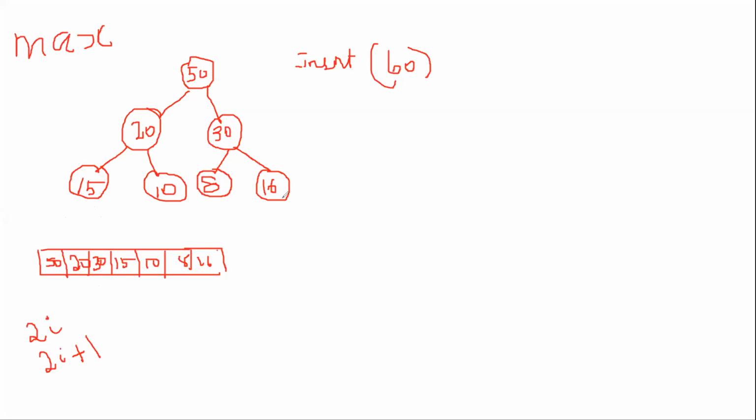So where should it be inserted? It's not like I will compare this 60 here. I will compare the 60 here. It is greater than 50, so I will go here. Then again I will compare 30 with the 60. It is not possible, I'll go towards the right side. So it's not like that. It has to be inserted at the left child of 15.